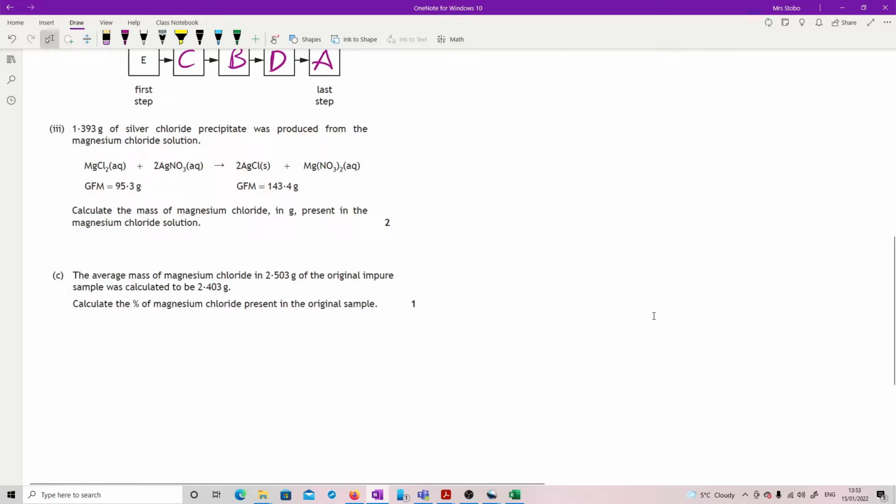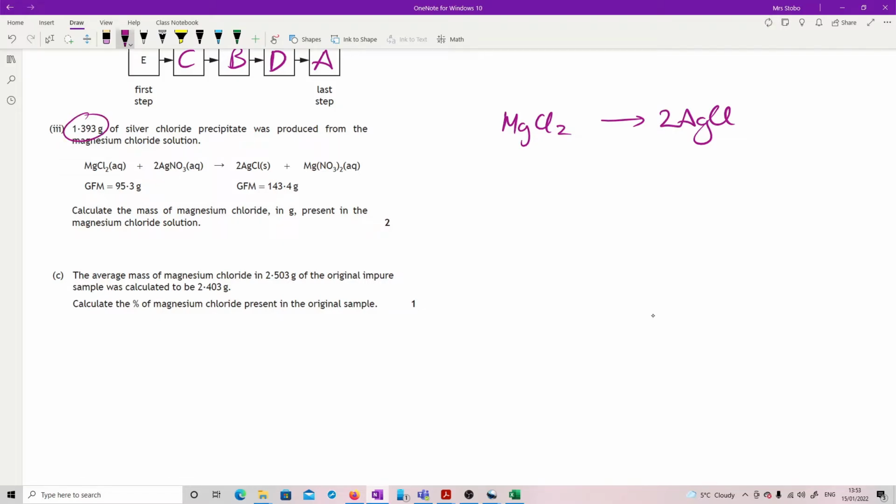Okay, 1.393 grams of silver chloride was produced from the magnesium chloride solution. Calculate the mass of magnesium chloride in grams present in the magnesium chloride solution. Okay, so what I have is magnesium chloride going to 2 silver chlorides. What I've been given is the information on the silver chloride that's been produced. So I'm going to flip this over to work this out. What I'm saying is that 2 silver chlorides tells me 1 magnesium chloride. So that means 2 times my 143.4 grams would give me 95.3 grams.